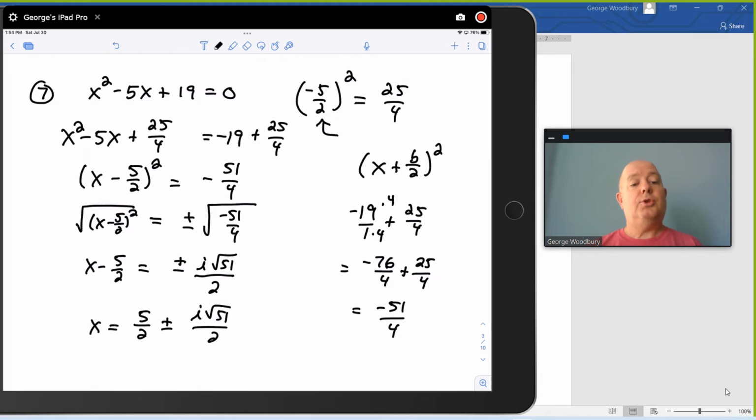By the way, you could combine that into a single fraction because they both have the same denominator. So you could also write this as 5 plus or minus i root 51 all over 2.